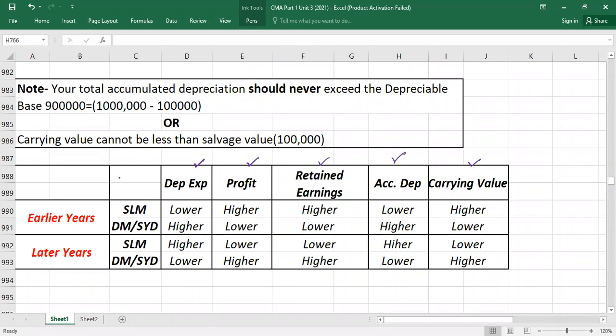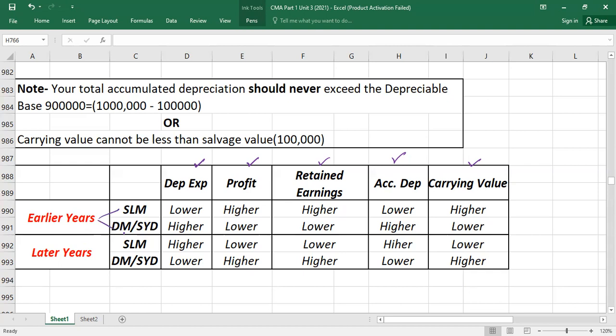Okay. So here I'm comparing two methods. I'm comparing straight line with DM. DM stands for declining, or SYD. SYD stands for sum of years digits. Because declining and SYD have the same way to get depreciation, the same pattern: higher depreciation to lower. And you can see here this row is for earlier years and this is the row for later years. First, I'm comparing early years. In early years, if you are using straight line or declining or SYD, you will compare these two methods. These are what the examiner asks.